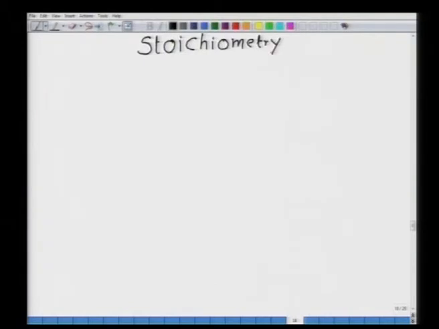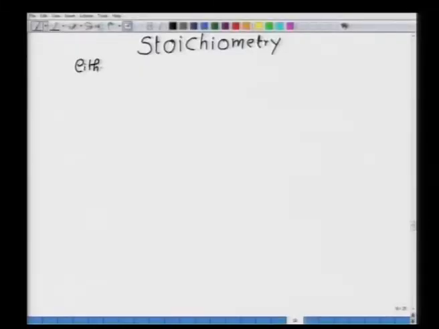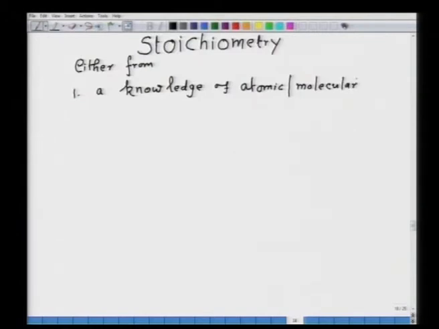Now, many of the material balance problems that arise in metal extraction and refining can be solved from a knowledge of atomic or molecular weights of reactants and products participating in a balanced chemical reaction.